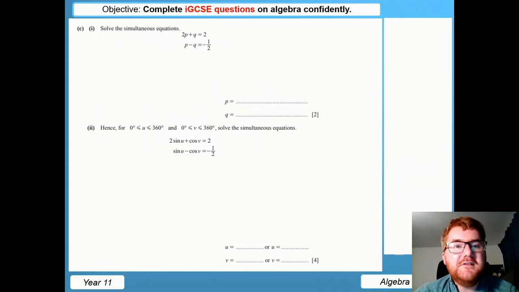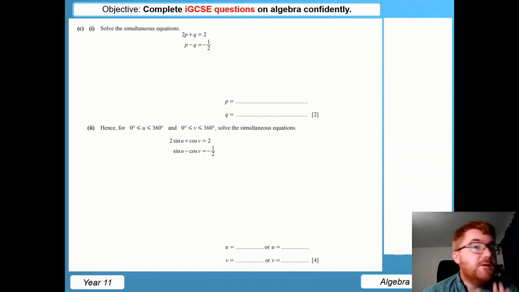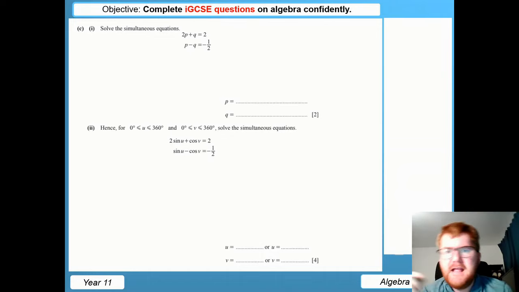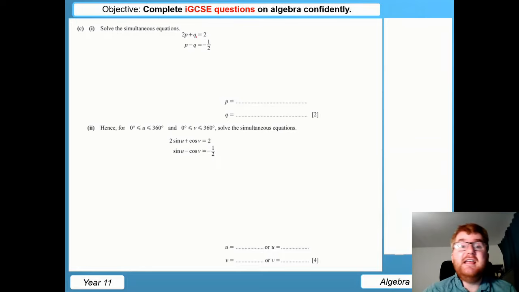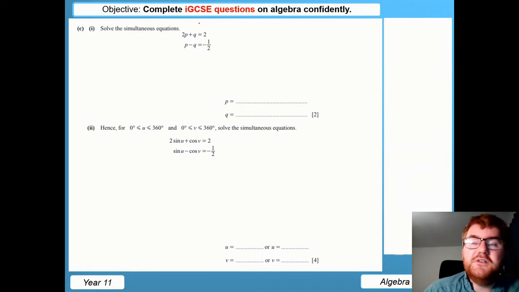And now we're into simultaneous equation territory, also a very important skill that I wanted to include in this video. And particularly part 2, where we're mixing a bit of trig in there, is a typical A-star question. Now let's do the standard part here. So when we have simultaneous equations in elimination format, what we want to do is eliminate one of the variables.